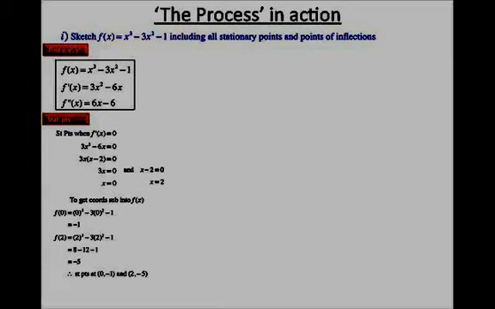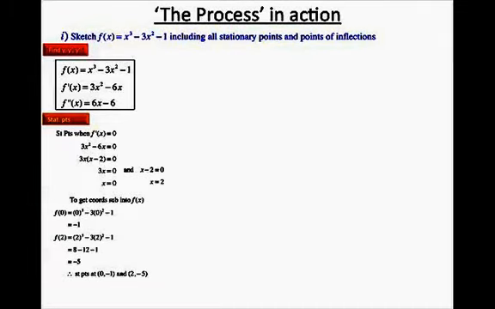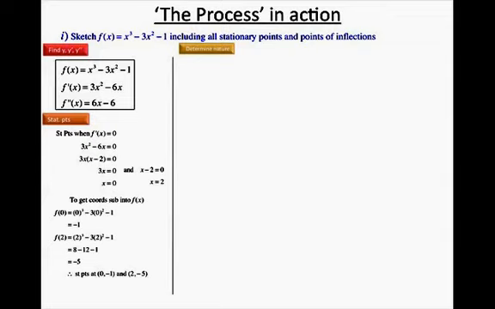Okay, what's next? Well, you should be thinking, when we found our stationary points, we always want to know what type of stationary point. It's not enough to just know that it is one, we need to know what type. So we determine the nature. How do we determine the nature? You sub it into the second derivative. So we're going to sub those into the second derivative.